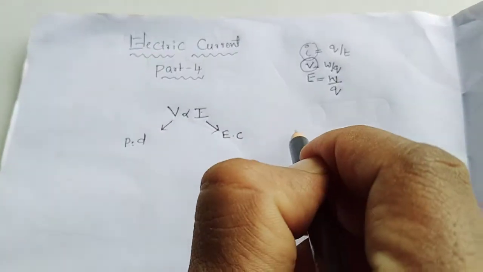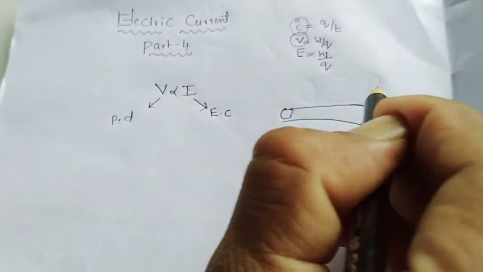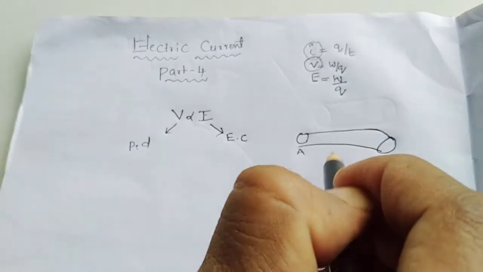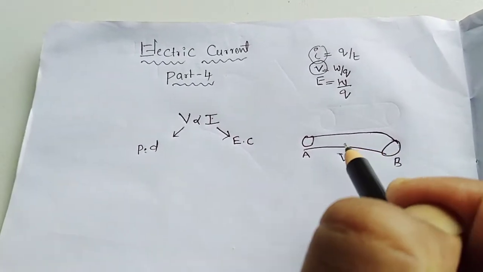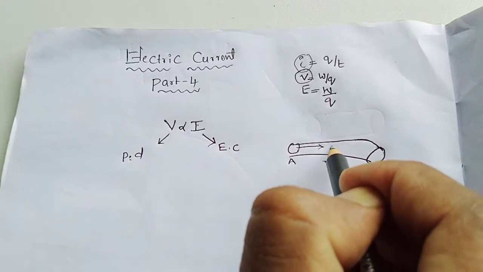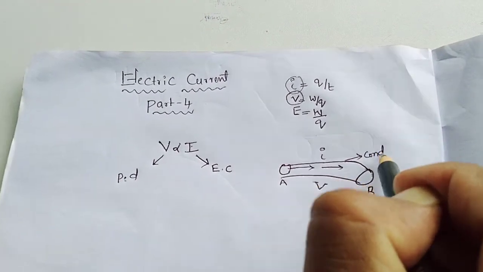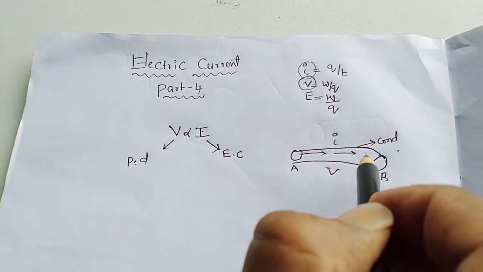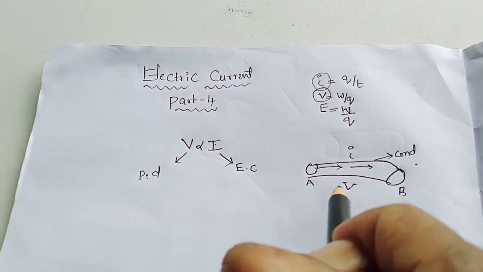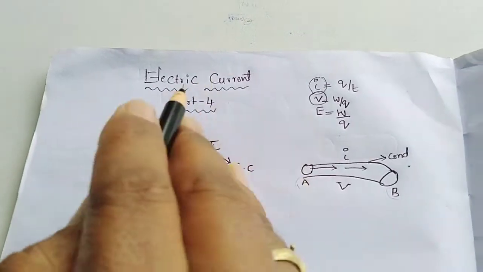For example, here is one conductor with ends A and B. The potential difference across it we represent as V. If electric current passes through any cross section of the conductor, that is I. As you know, a conductor like a metal contains a large number of free electrons, while positive ions are fixed in their location. The electrons move in a particular direction from higher potential to lower potential, as you know from the last class.